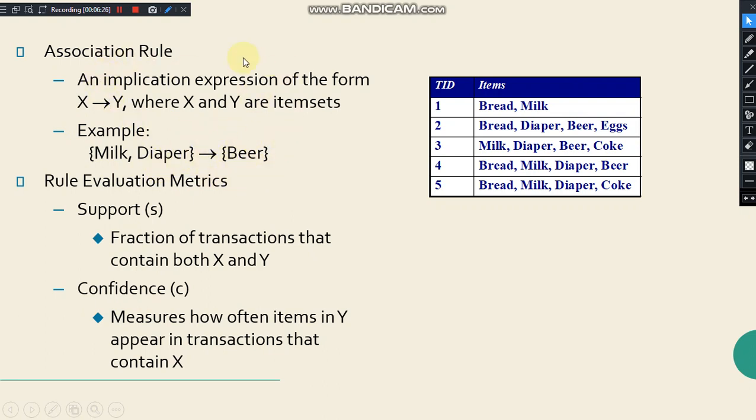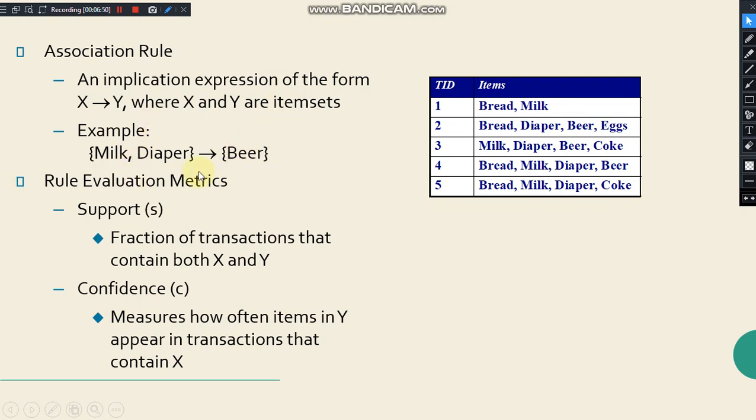Once we generate such association rules, we have to evaluate how strong these rules are. So first we need to form association rules, and then we have to find out which of these association rules are strong rules or weak rules. Definitely we are looking for strong rules.